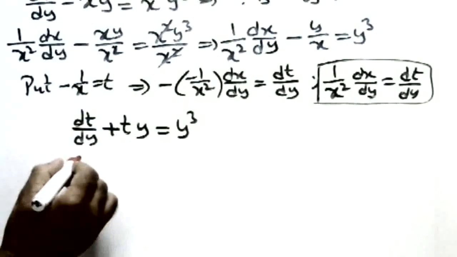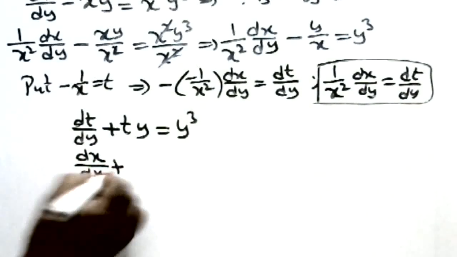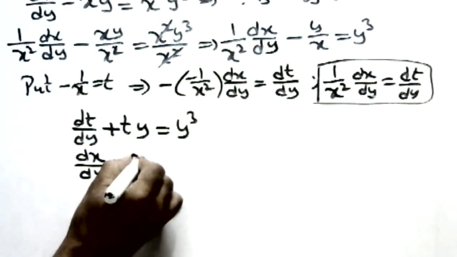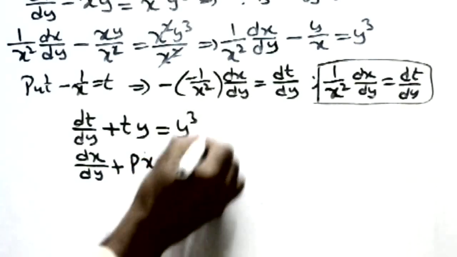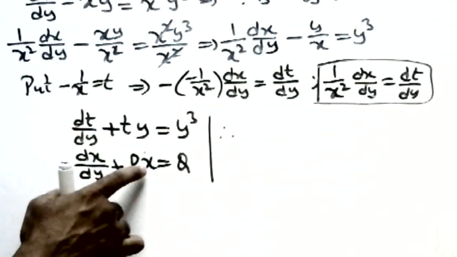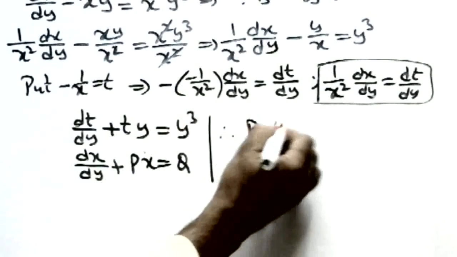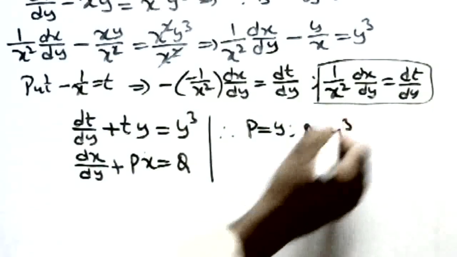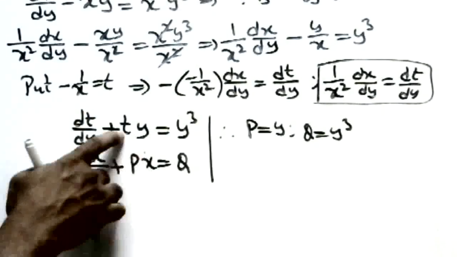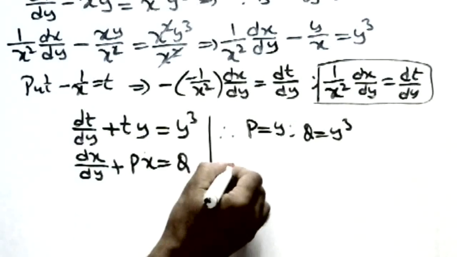Now let me compare with the general equation. The linear equation of this type, dx by dy plus px equals to q. Now watch carefully. In place of x we have t. That means the p value is y. P equals to y. Q equals to y cube. In place of x we have t. Therefore p is y and q is y cube.